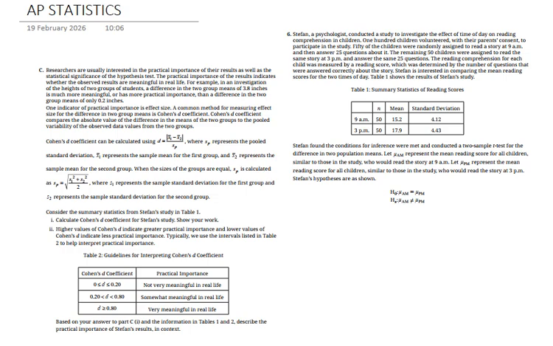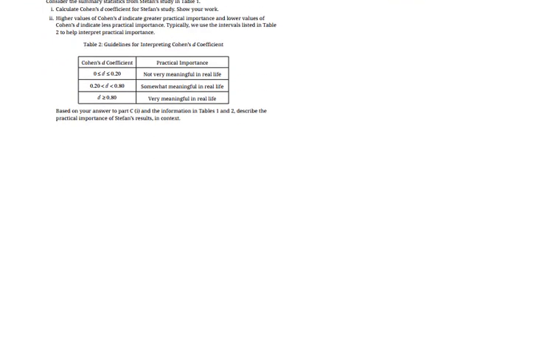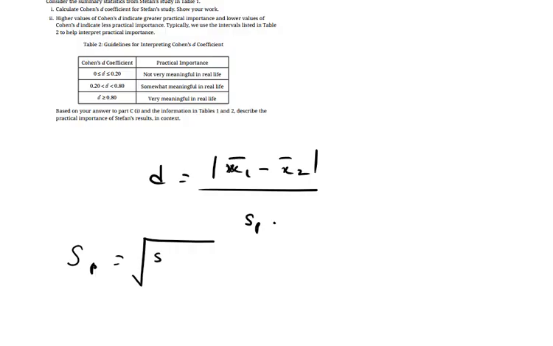That's where Cohen's d comes in. It measures the size of the difference between two means relative to the variability. Now the formula is: d is equal to mod of x̄1 minus x̄2, divided by Sp, where Sp is the pooled standard deviation. Because the sample sizes are equal, we use Sp equal to root of (S1 square plus S2 square) by 2.